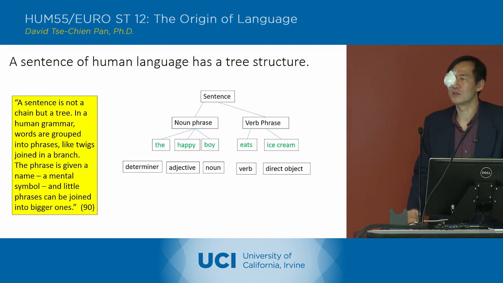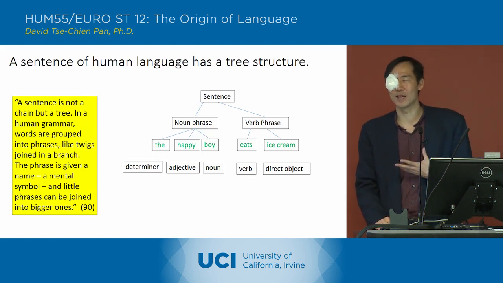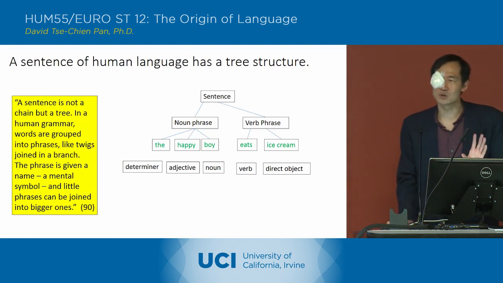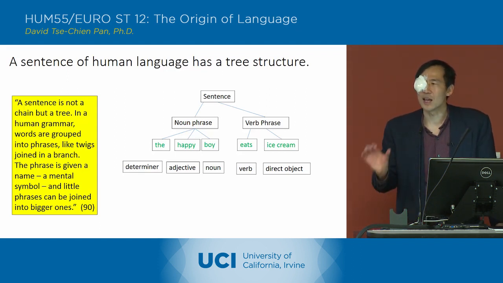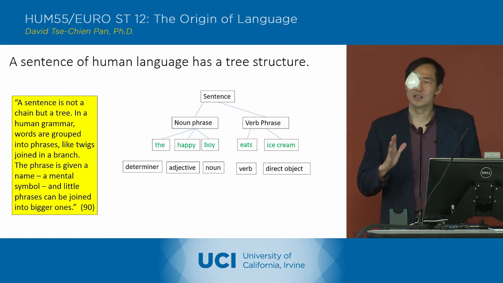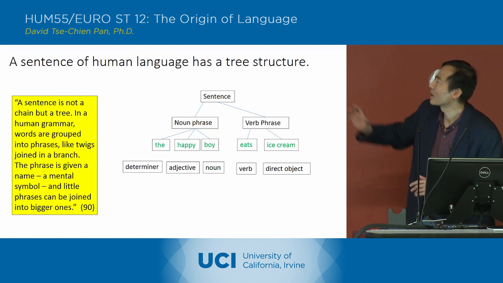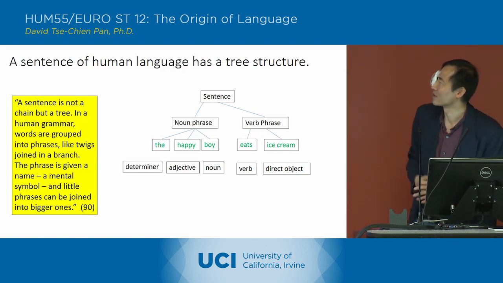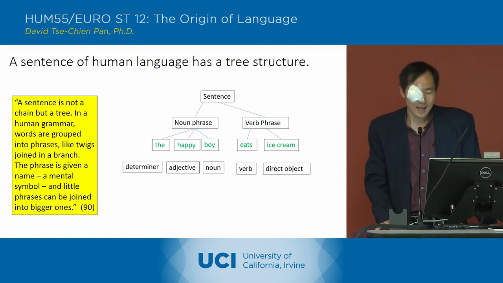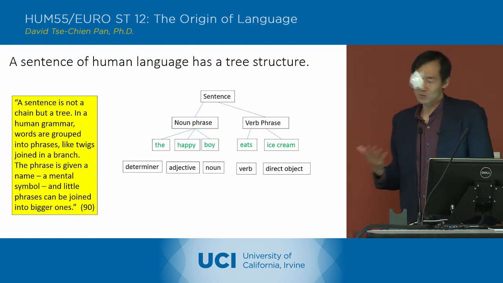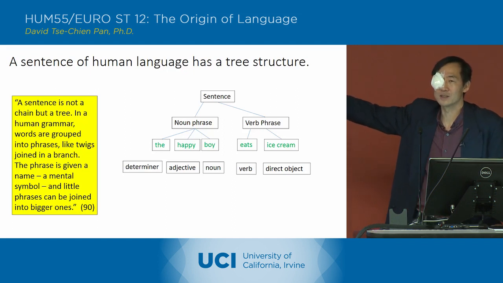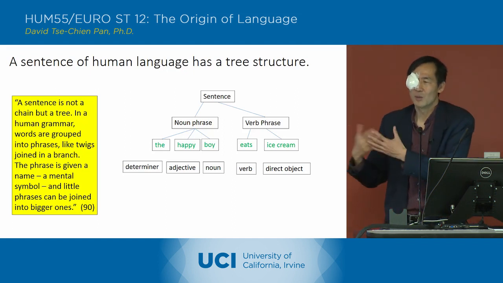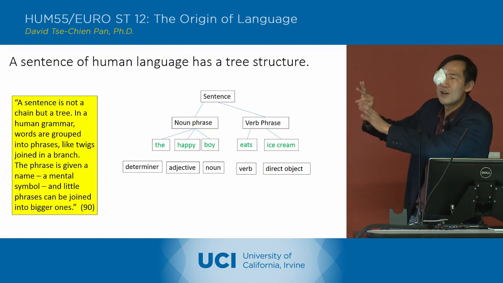And he indicates first that human language has a tree structure. And the tree structure is what he uses in order to explain the way in which you can have very complex sentences that still break down in a simple way. So we've got this sentence, the happy boy eats ice cream. It's one of the examples he uses. There's five words, but they break down into this noun phrase and the verb phrase. And essentially, almost every sentence is going to break down into these two pieces.